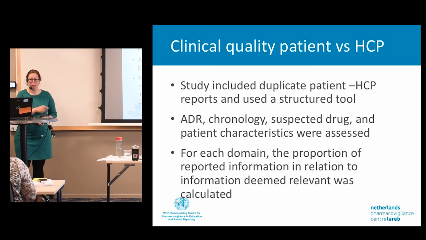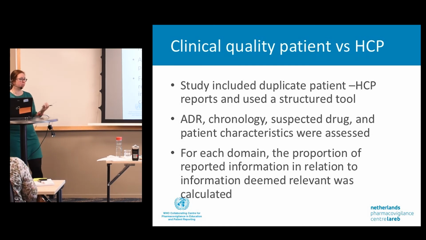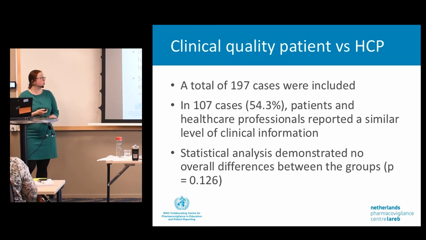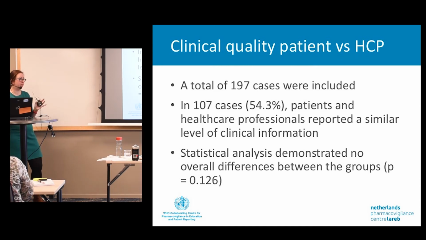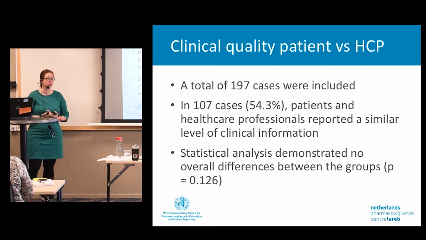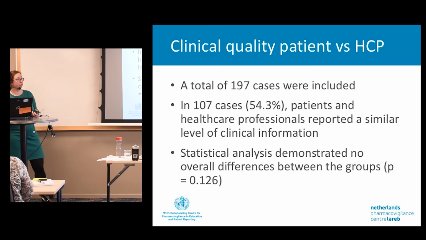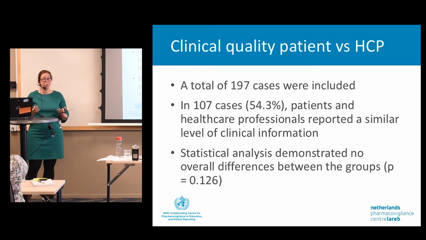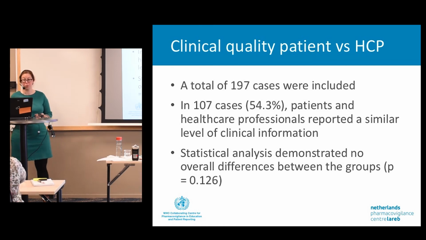And we used a structured tool. We looked at different elements of information, and we calculated how much they were comparable to each other. Almost 200 cases included, and what we saw was that in a lot of cases, the level of clinical information, if you look at all these different fields of info that patients or healthcare professionals can give you, was similar. There was no difference. And then in about the other half, some patient reports were better, some healthcare professional reports were better. But overall, with this whole analysis, we couldn't find a statistical difference. So the info was as good from the patients as for the healthcare professional reports.